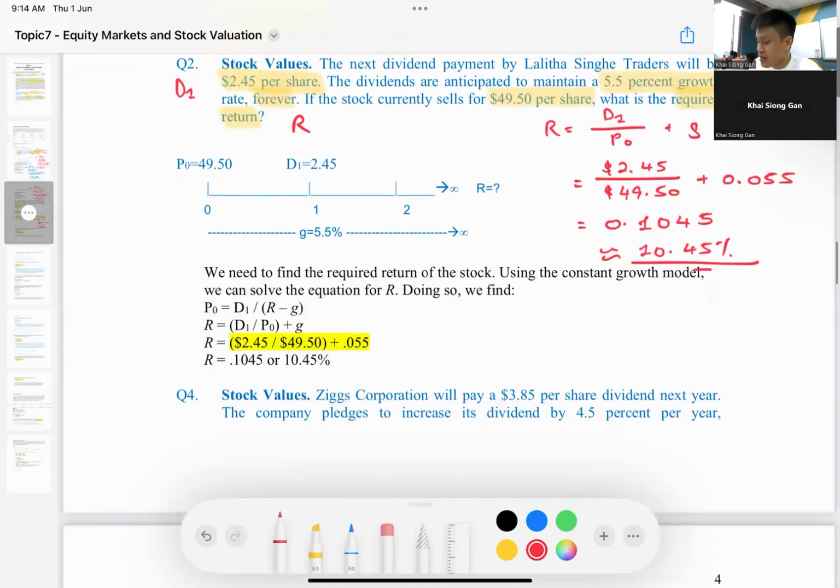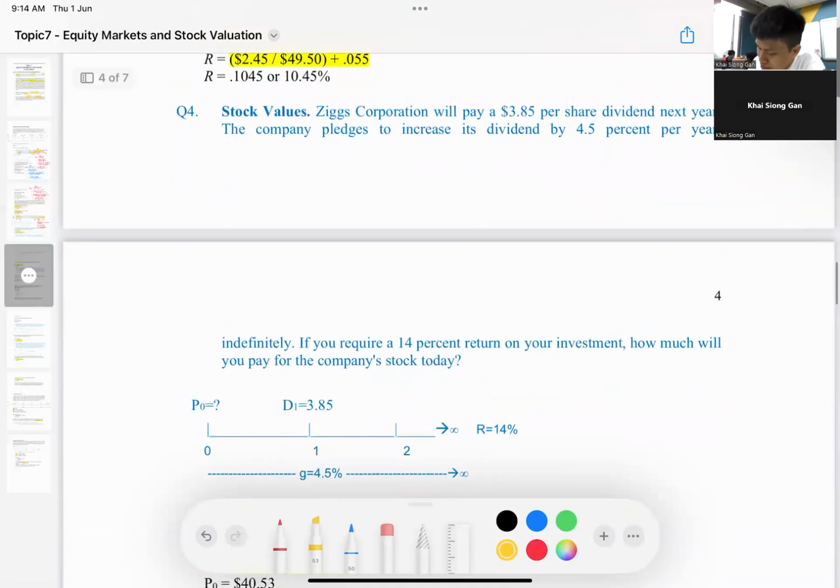Okay, next question. Again, we calculate stock value. Zix Corporation will pay $3.85 per share dividend next year. So what is this? D1. The company pledged to increase its dividend by 4.5% per year, so that's your growth rate. Make sure you know what values all these are. If you can understand what value each of these is, then you are very safe already. Indefinitely. If you require a 14% return on investments, how much will you pay for the company stock today?